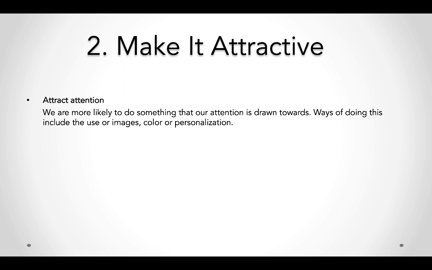The second part of this framework is making it attractive. Products that attract attention get more salient just because they attract attention. Because of the halo effect, we also perceive attractive products as working better. We are more likely to do something that our attention is drawn towards, right? So ways of doing this include the use of images, colors, or personalization.